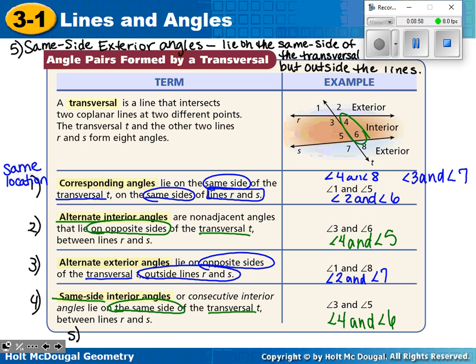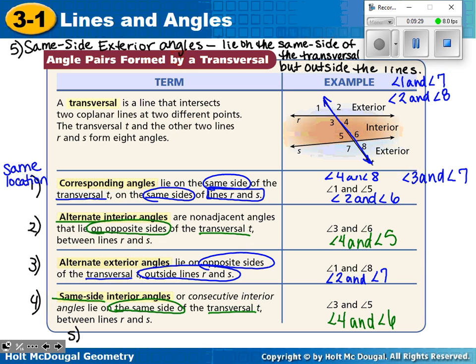So what would be a pair of same side exterior? Not 1 and 2. Not 1 and 8. Same side of the transversal. So look at your transversal. Which angles are on the same side but outside the 2 lines? 1 and 7. So this would be angle 1 and angle 7, or 2 and 8. Angle 2 and angle 8.